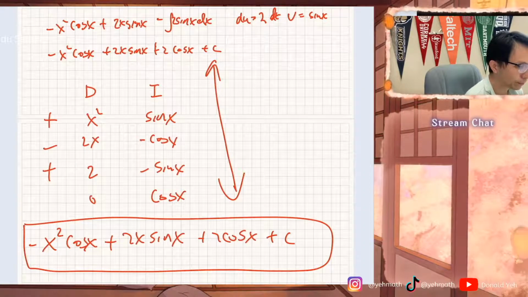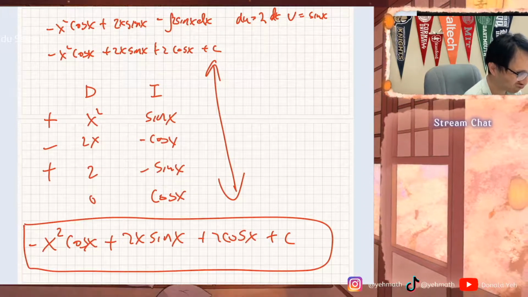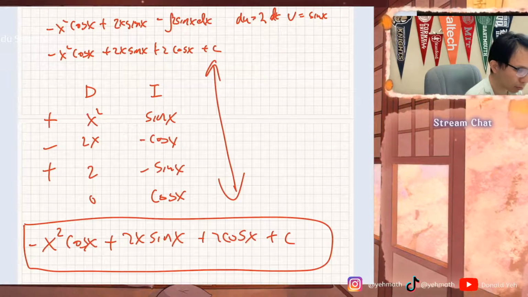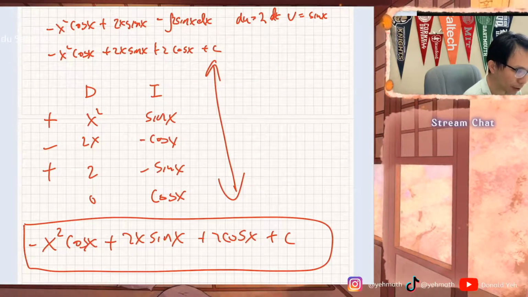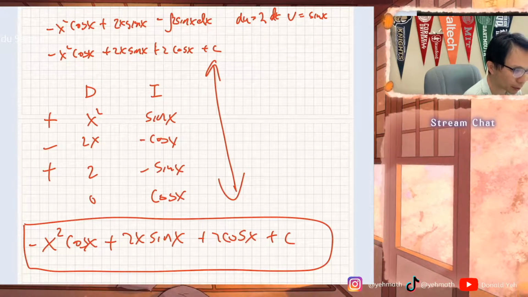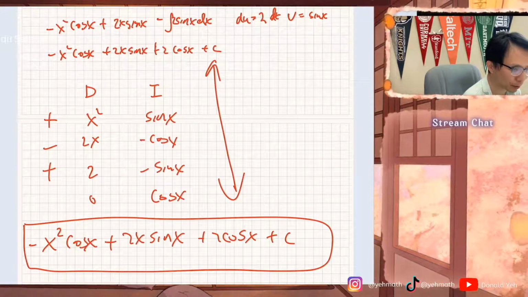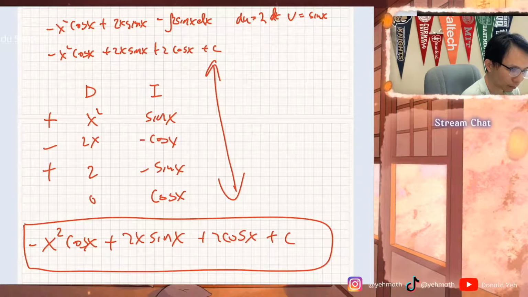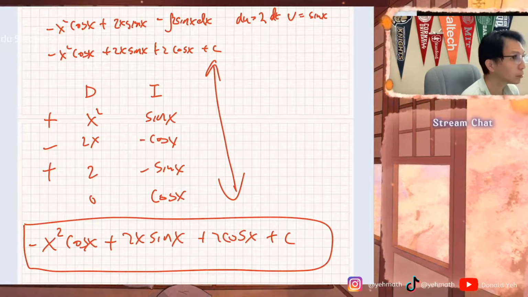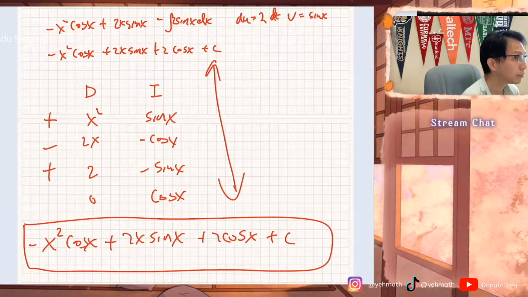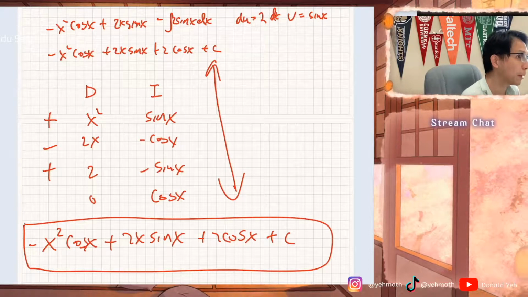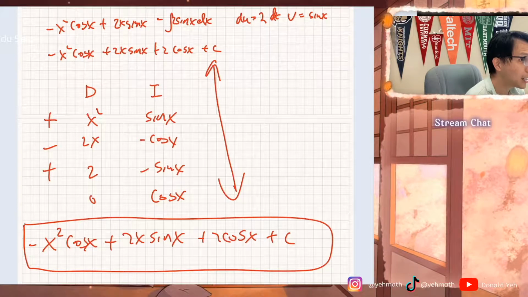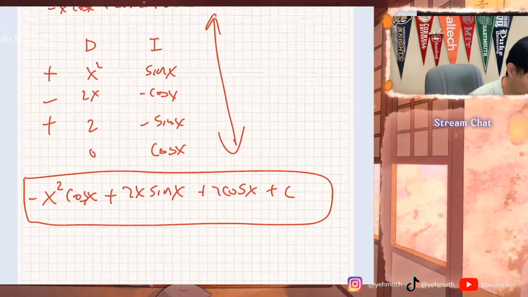If we took a derivative of that, we would just get x squared sine of x. The answer is negative x squared cosine of x plus 2x sine of x plus 2 cosine of x. Yeah. Wow. That's incredible. Which one did you say to try? I'm gonna tell you in a second.